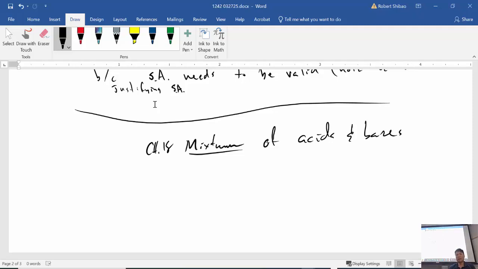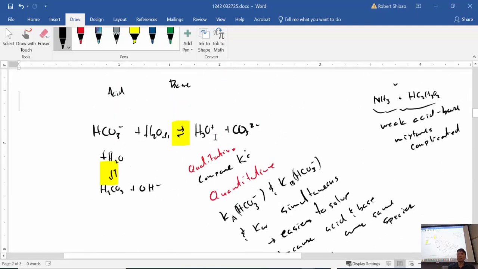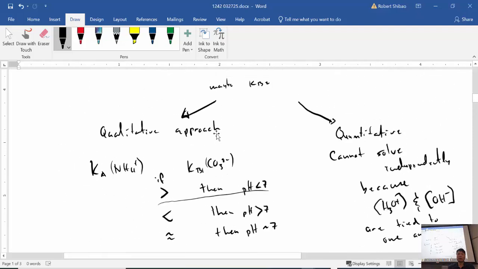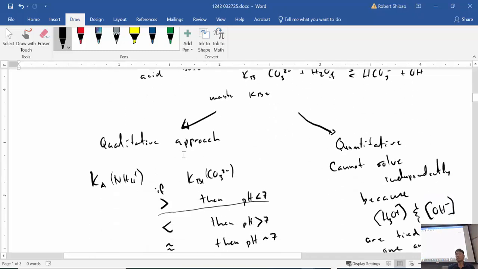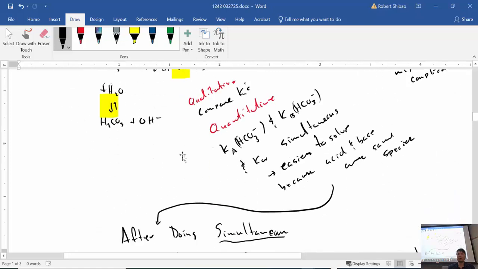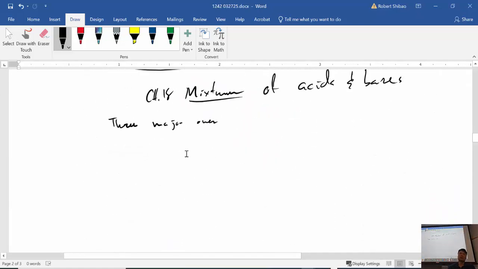There are 3 major ones that are discussed in chapter 18, but obviously there are many more. So, for example, this one I talked about here with the salt that's acid and base. This acid-base salt is completely skipped over in chapter 18 because they aren't going to talk about this more complicated simultaneous. And so the 3 major ones that we're going to do are the common ion mixture.